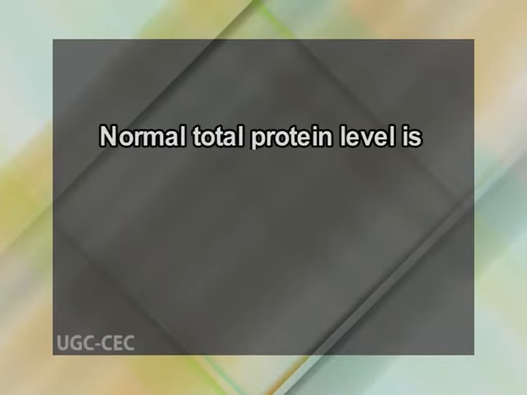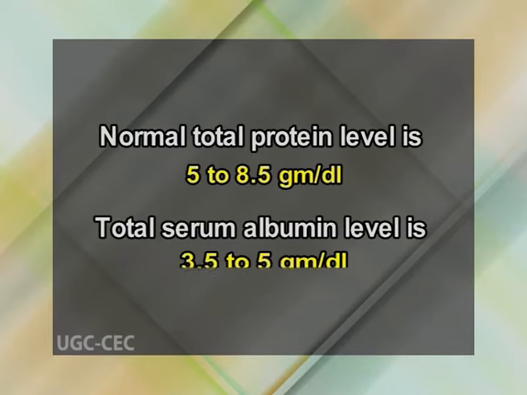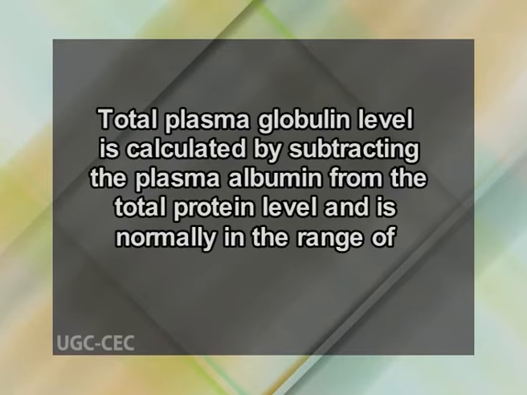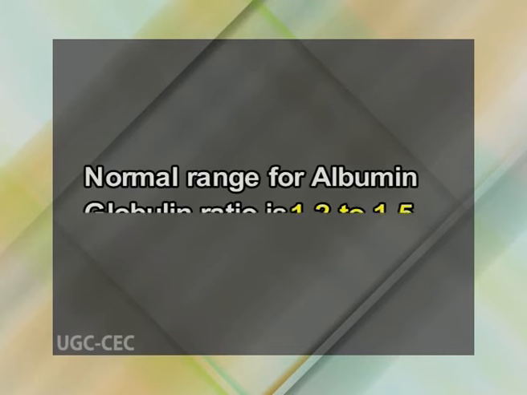The normal total protein level is 5 to 8.5 grams per deciliter. The total serum albumin level is 3.5 to 5 grams per deciliter. The total plasma globulin level is calculated by subtracting the plasma albumin from the total protein level and is normally in the range of 2 to 2.5 grams per deciliter. The normal range for albumin globulin ratio is 1.2 to 1.5.